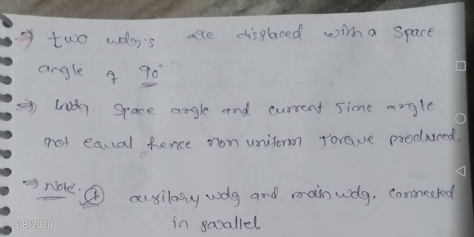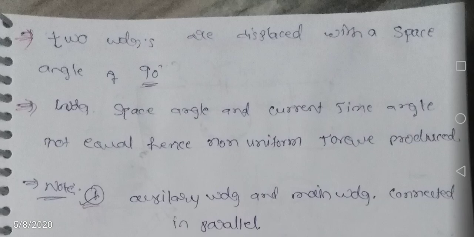Here the winding space angle is 90 degrees, but the current time angle is 30 degrees. It is not equal; there is some difference. It is not zero. So this is because of the time angle for the current and the space angle for the windings.